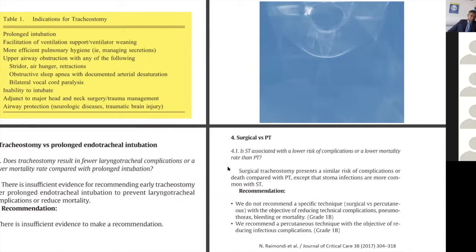In the number 4 evidence on this paper is another issue that we often face. Does the patient have a percutaneous tracheostomy, or does this patient have a surgical tracheostomy? If you look at it carefully, and they looked at a very large group, you'll see that the only difference between surgical tracheostomy and percutaneous tracheostomy is that percutaneous tracheostomy has fewer complications of skin infections and stomal infection afterwards.